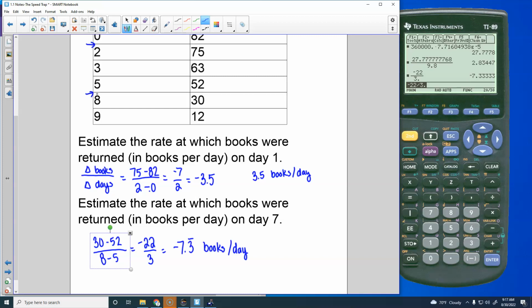Yes. Yeah, if they had asked you for day 6 or day 7, you'd get the same estimate. No, you won't divide it. So it's over this time period from day 5 to day 8, you've got about 7.3 books per day that are coming in. So 5, 6, 7, 8, all of those days have that average rate.